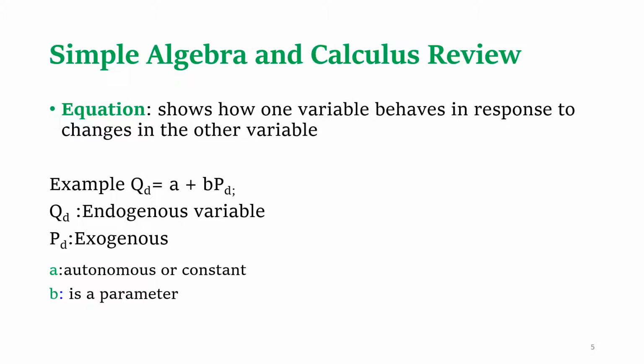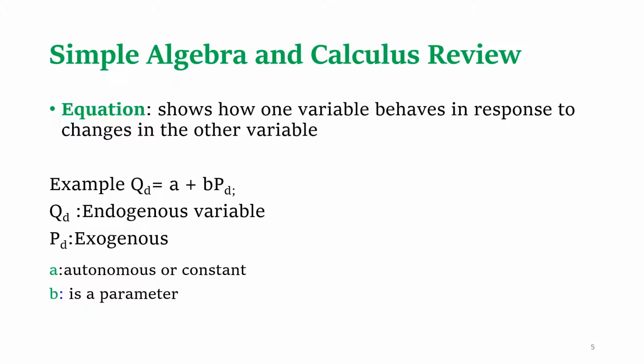Now, what is an equation? An equation shows how one variable behaves in response to changes in the other variable. For every equation, you have both a dependent variable as well as an independent variable. The independent variable determines the dependent variable. So if we look at this simple demand model, the QD is endogenous, and the PD is exogenous. So the exogenous variable here is the price.